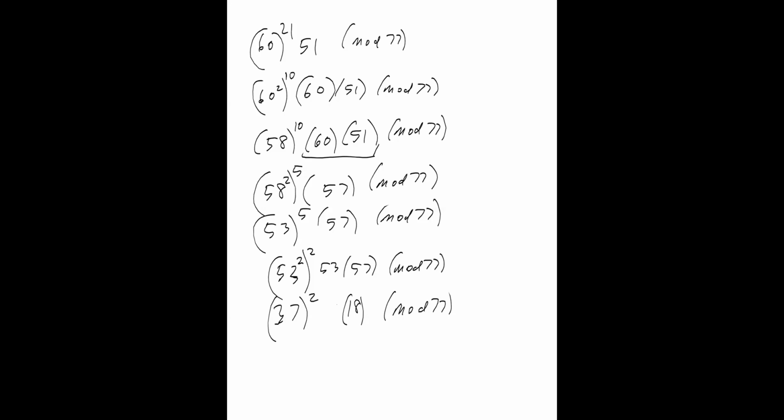So let's do 37 squared times 18. So 37 squared times 18 mod 77 is equal to 2.